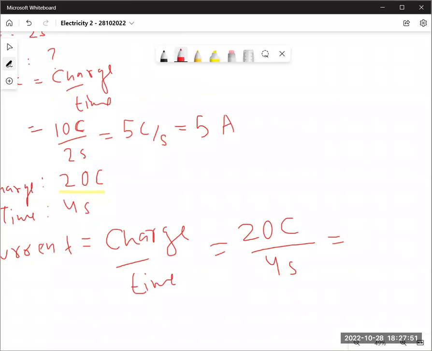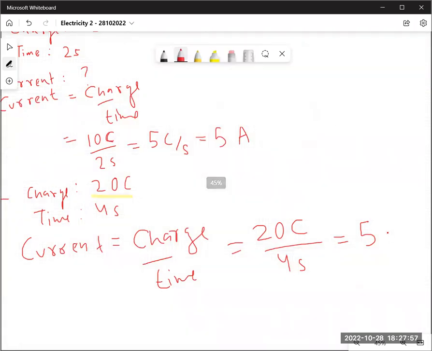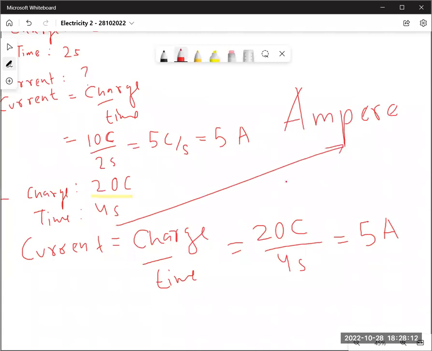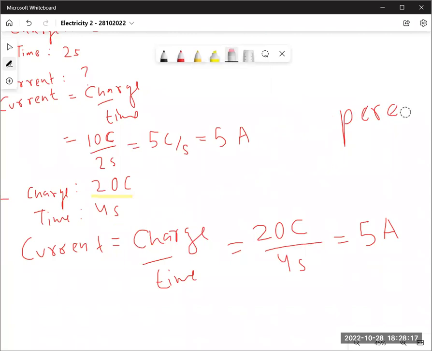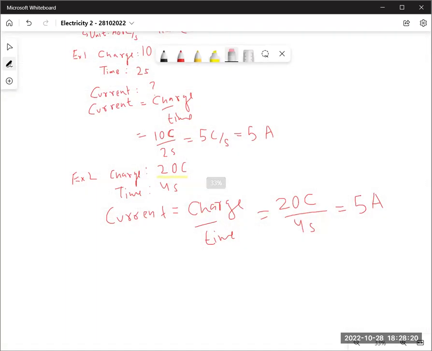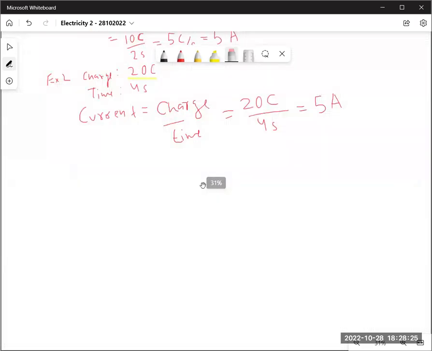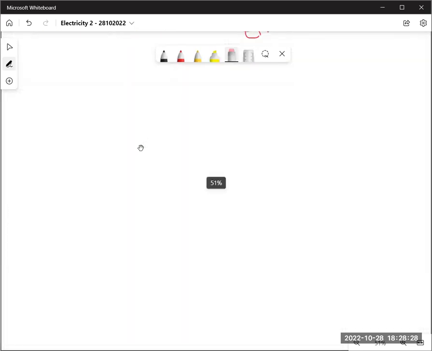Answer is 5. 5 what? What is after 5? We say 5 amperes. Yes, 5 ampere. So current is always in ampere. Charge is always in coulomb. Is that clear? Understood? All right, everyone got the answer correct. Good job. Now that's easy. We know this now. Now it's easy. Not before, but now it is.